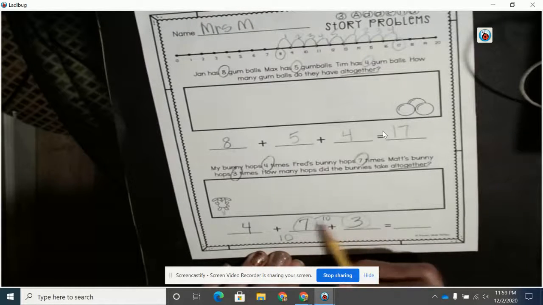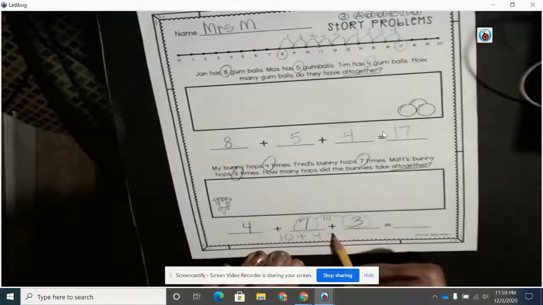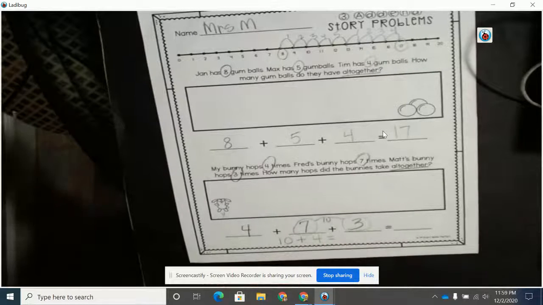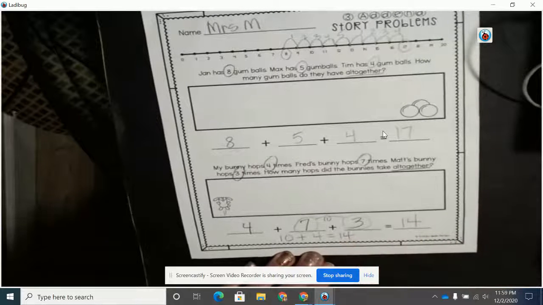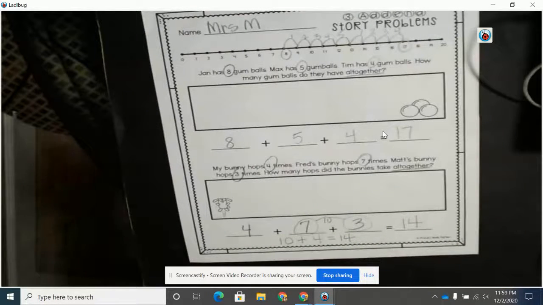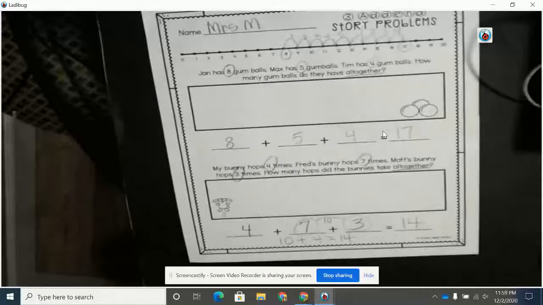So now I have 10. I already used these numbers to make 10, plus my 4. And then I know that 10 and 4 is 14. 10 and 4 is 14. So that's a really easy way to add 3 numbers together, is to make a 10 if you can.